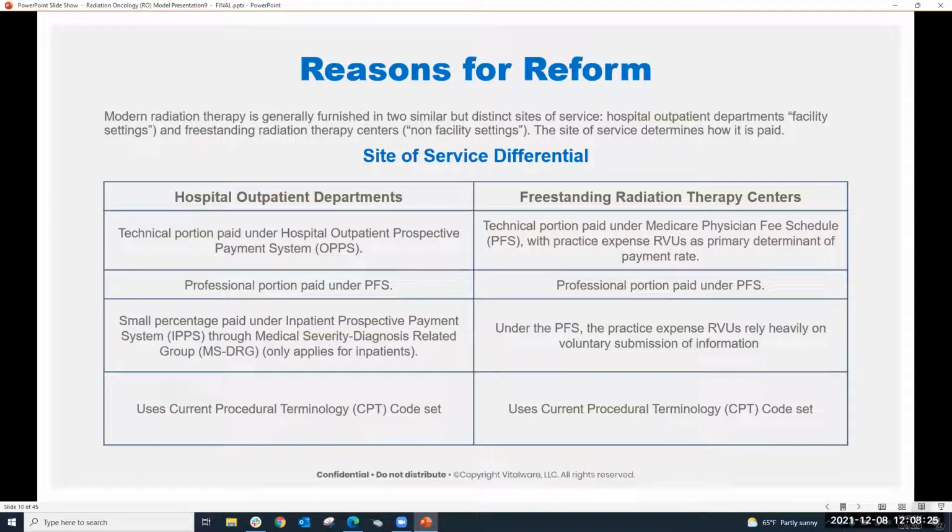So modern radiation therapy is generally furnished in two different sites of service. You have your hospital outpatient departments, which is referred to as your facility settings, and your freestanding radiation therapy centers, which is your non-facility settings. And then, as I stated before, the site of service determines how it's paid, and that is your site of service differential. So, for example, hospital outpatient departments, your technical portion is paid under hospital outpatient prospective payment system, which is your OPPS system.